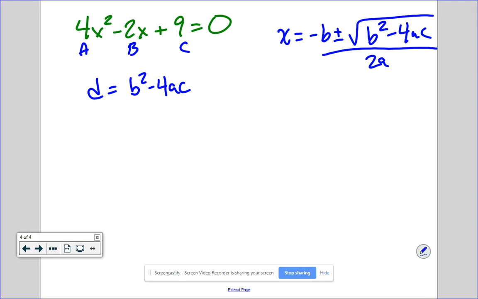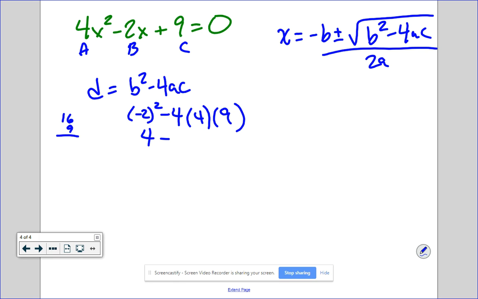You'll be expected to know it in calculus next year as well if you take calc. Okay, so what is B? Negative 2. A is 4, C is 9. So if I work this out, negative 2 squared is positive 4. 4 times 4 is 16. 16 times 9. I get negative.